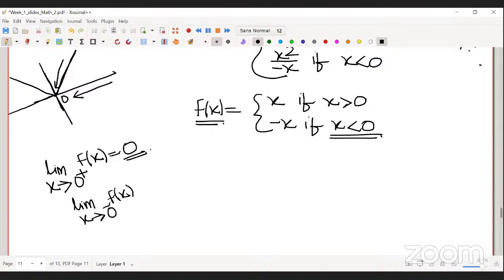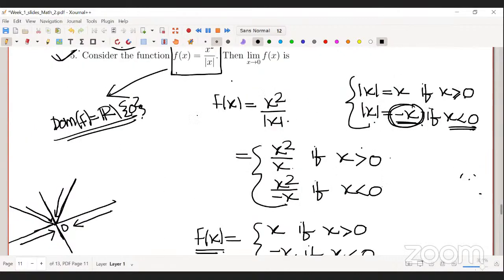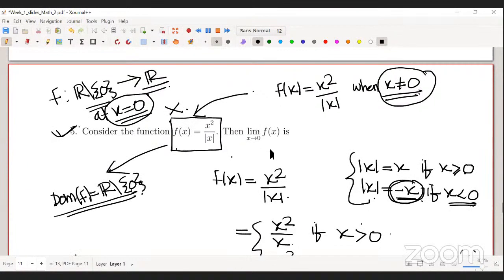Using the same logic when you are coming to 0 from the left hand side, you can easily see that the value of the function approaches 0. So both the left hand limit and right hand limit are 0, and they are equal. That's why the limit of this function exists and that value is 0. Is it clear? Yes, sir. Okay.